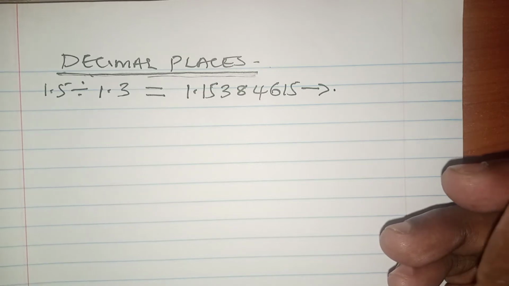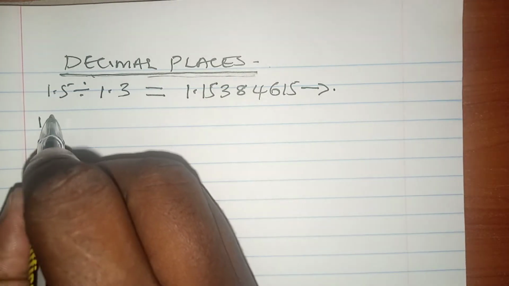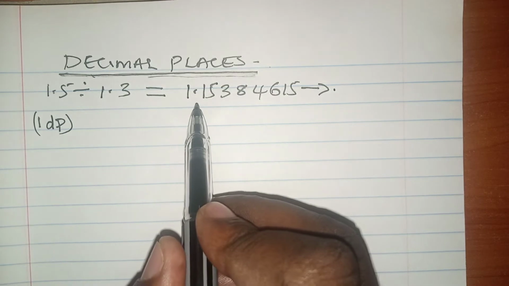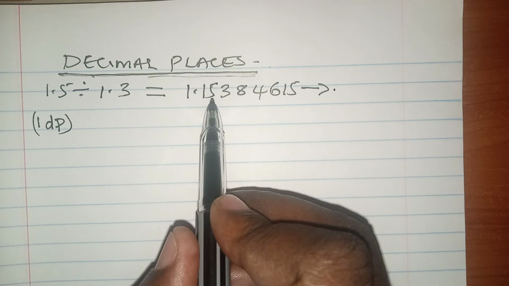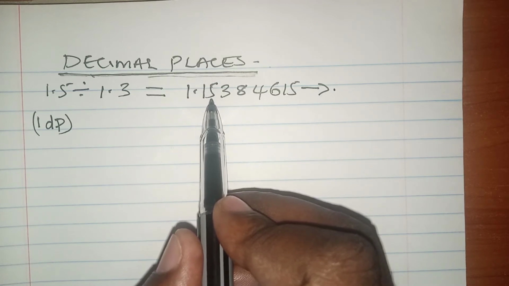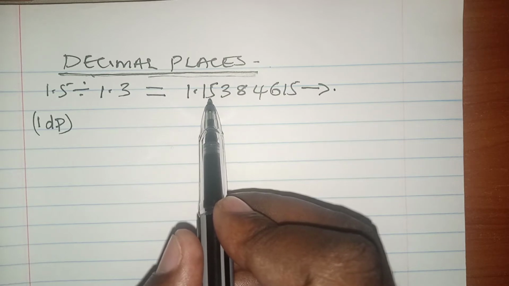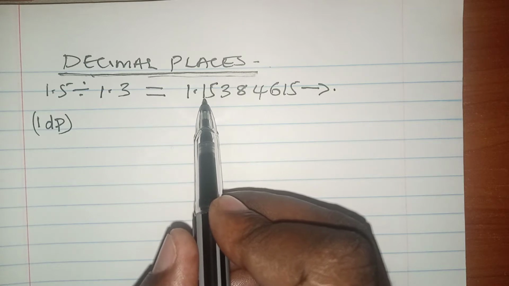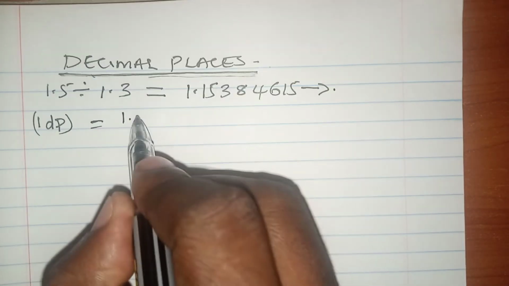So if you want to write it with an accuracy of 1 decimal place, you will check the following digit, which is going to be 5. It's going to affect this one to make it 2, because if the next digit is 5 or more, then it will affect the digit of the accuracy, and we're going to have 1.2.